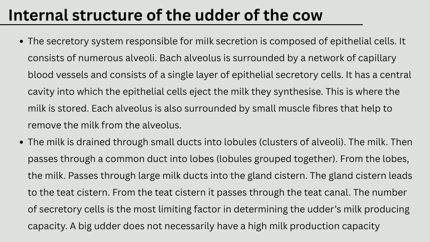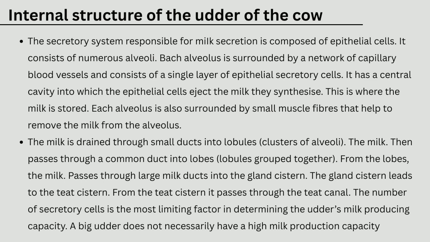Internal structure of the udder of the cow. The secretory system responsible for milk secretion is composed of epithelial cells. It consists of numerous alveoli. Each alveolus is surrounded by a network of capillary blood vessels and consists of a single layer of epithelial secretory cells. It has a central cavity into which the epithelial cells eject the milk they synthesize. This is where the milk is stored.